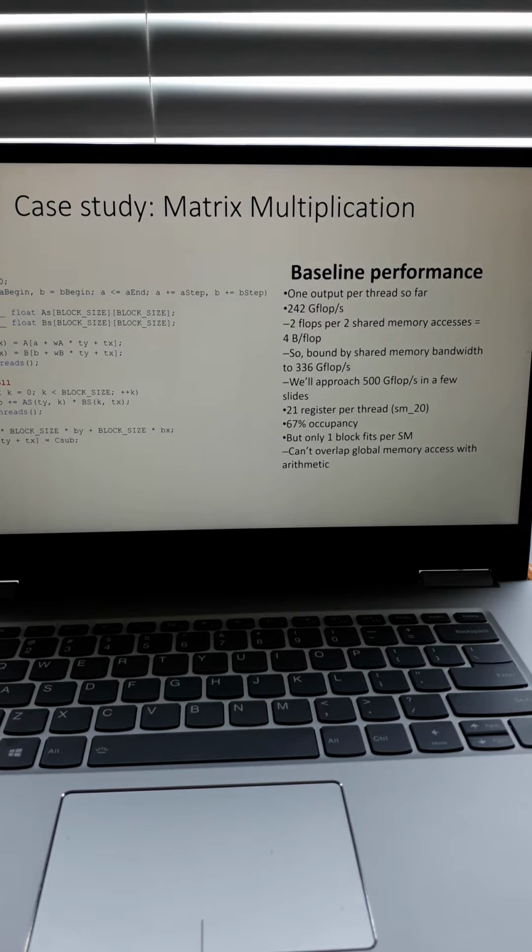The maximum performance is 242 G-flops per second. That is 2 flops per 2 shared memory accesses. And the number of registers we are using is around 21 per thread. The occupancy is 67%. But since we are using a large number of threads, there is only one block which fits the SM. So we cannot overlap the global memory accesses with arithmetic ones.